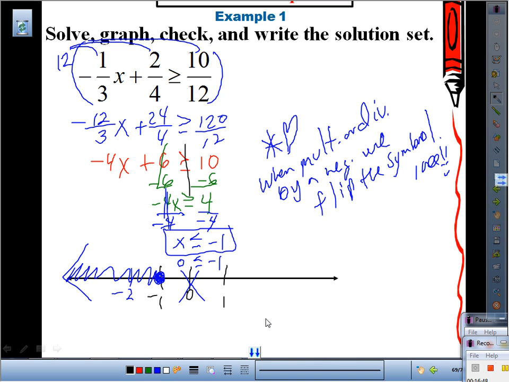And lastly, let's write our solution set. Solution set of all x's, because that's the variable that we solved for, such that, what did we end up with at the end? x is less than or equal to negative 1. Does it come back, yes? Okay? Yeah.